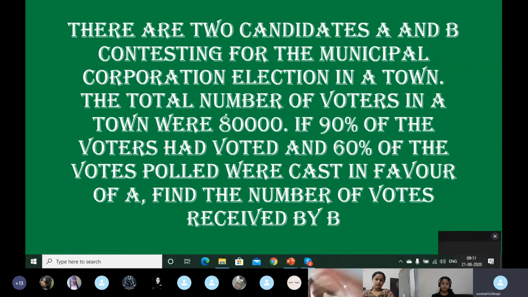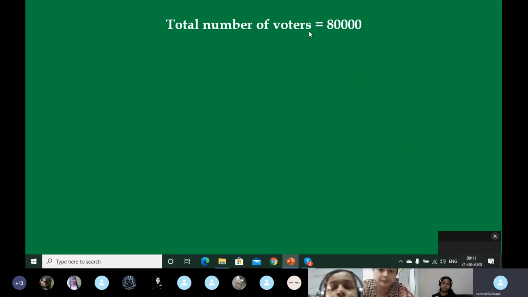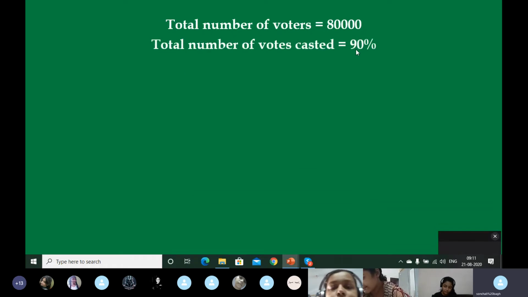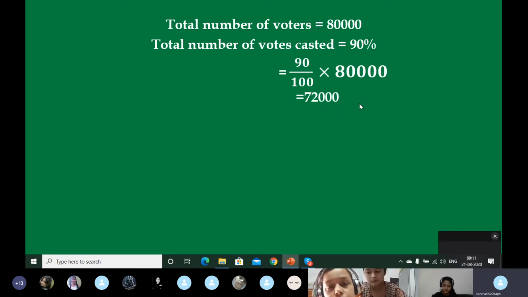So the first step for the question: the total number of voters are 80,000 and the total number of votes cast was 90%. That means how many votes were cast? 90 by 100 into 80,000, that is equal to 72,000 votes cast.